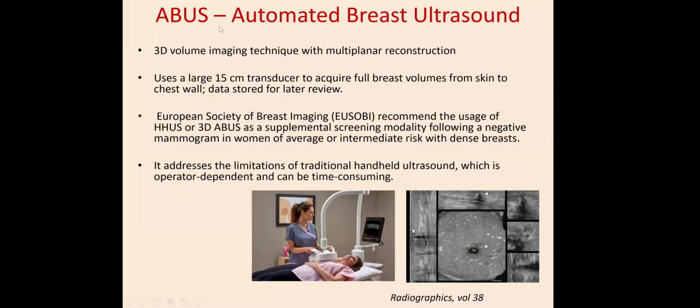Just a few lines about automated breast ultrasound. This is a 3D volume imaging technique with multiple reconstructions. This image is taken from the net. You can see this is an ABUS machine, which has a large transducer, about 15 centimeters, which acquires the full breast volume from skin to chest wall, and the data is stored, which can be viewed later.